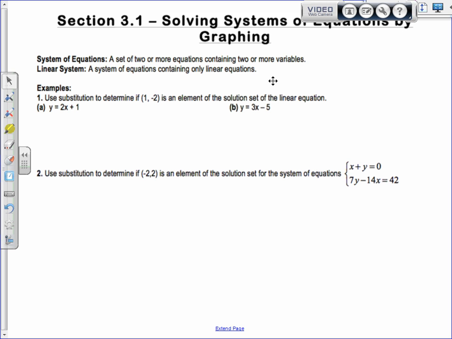Okay, a linear system is when these are both lines. So you could have a parabola intersecting a line. That would not be a linear system. One of them would be a line. Okay, so first we're just going to do the basics.